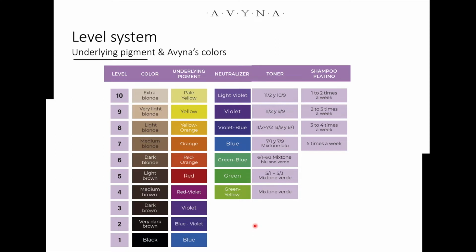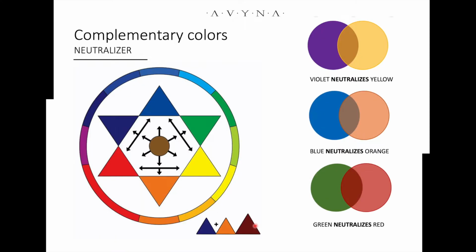So this is really important in formulating hair color. For example, if you want to eliminate orange tones from the hair, we will want to use a blue base color, because blue is opposite of orange on the color wheel, and it will provide you with a neutral brown. As you can see, when you neutralize, you're always mixing again the three primary colors.